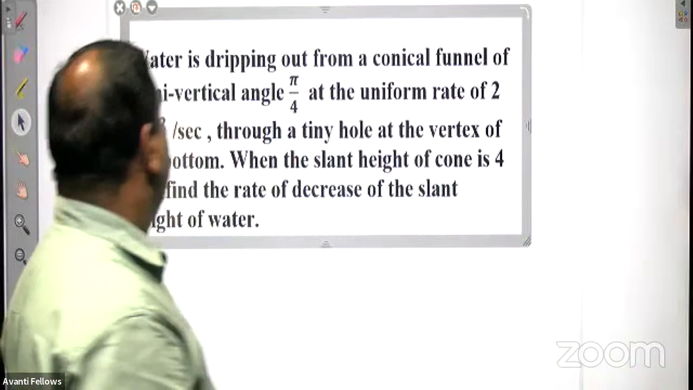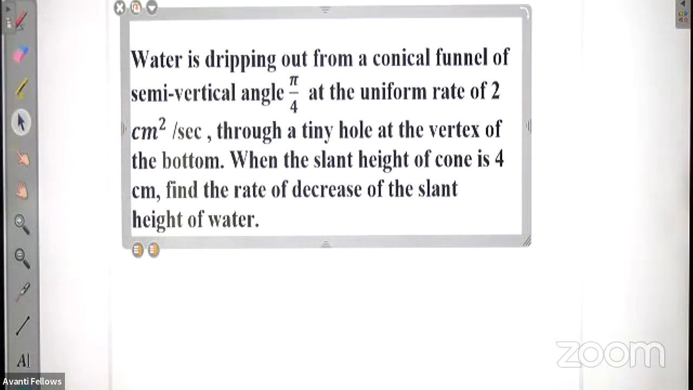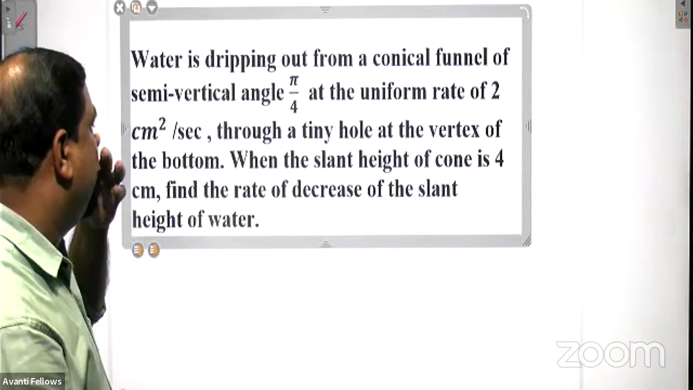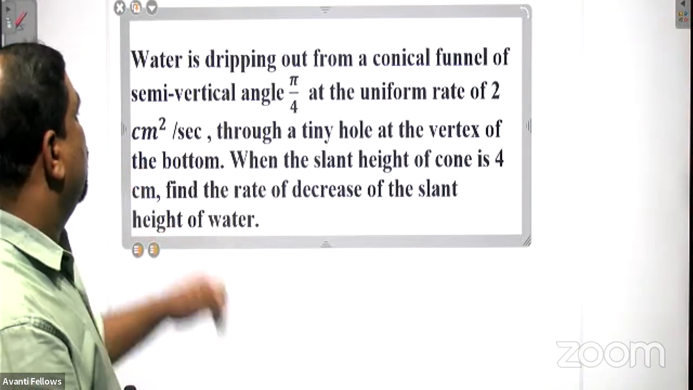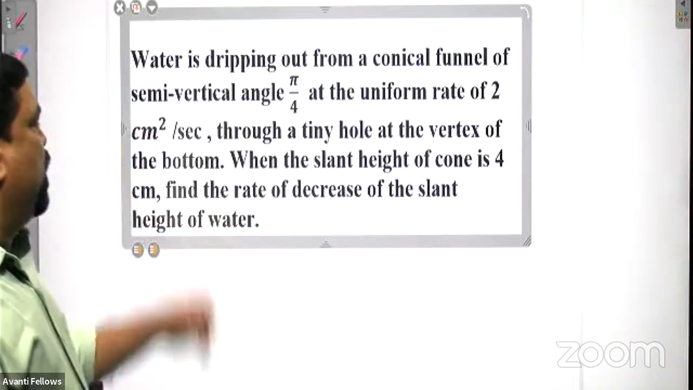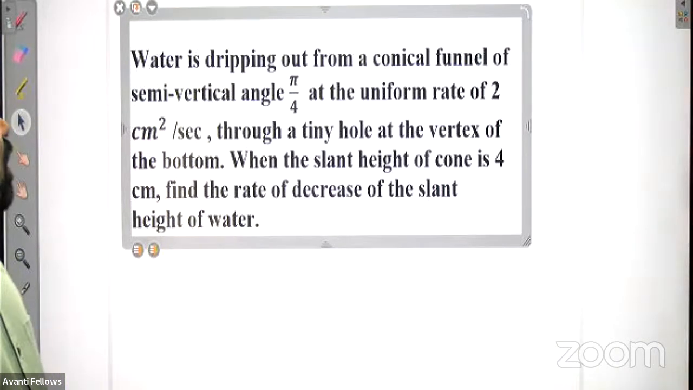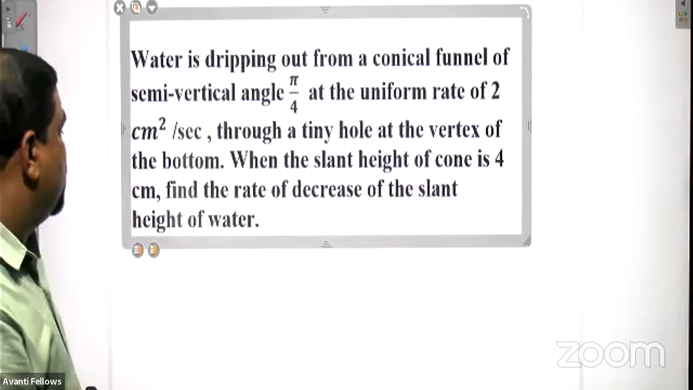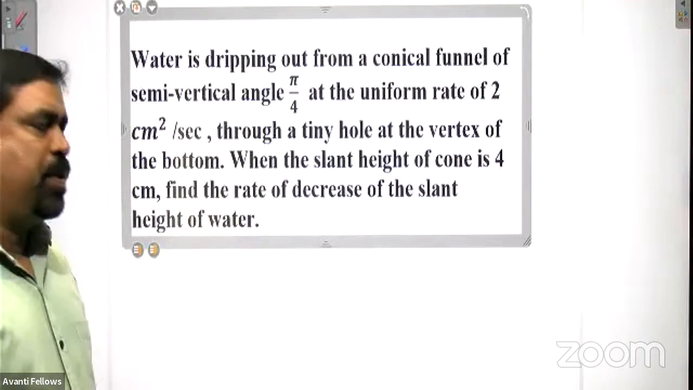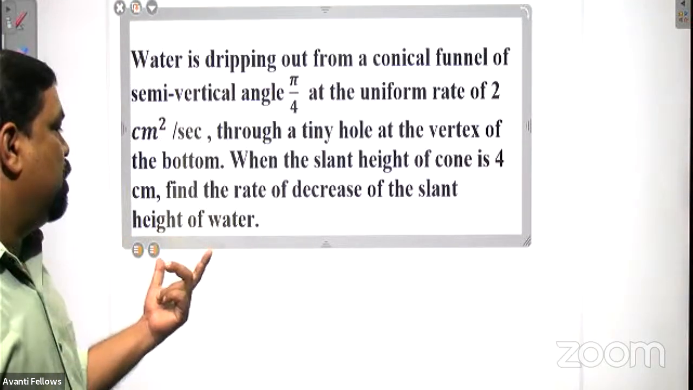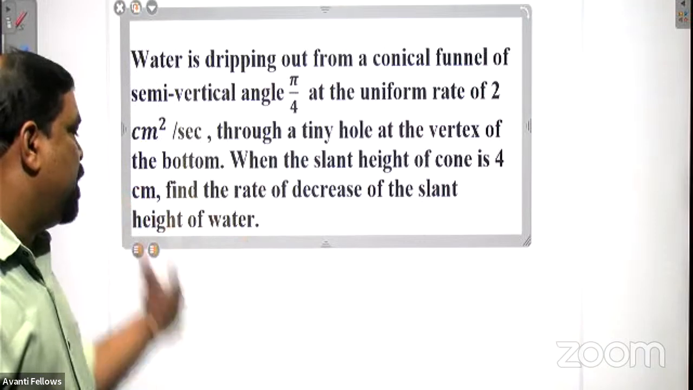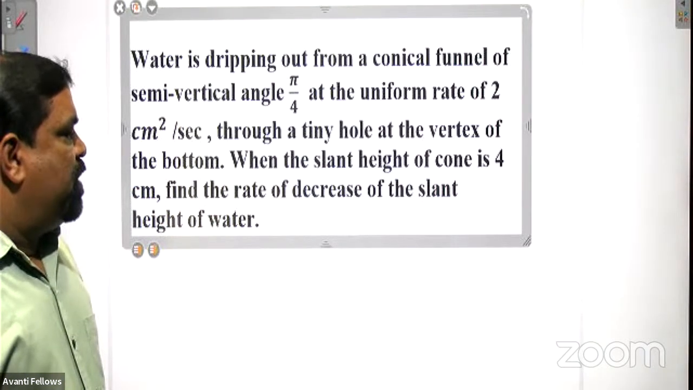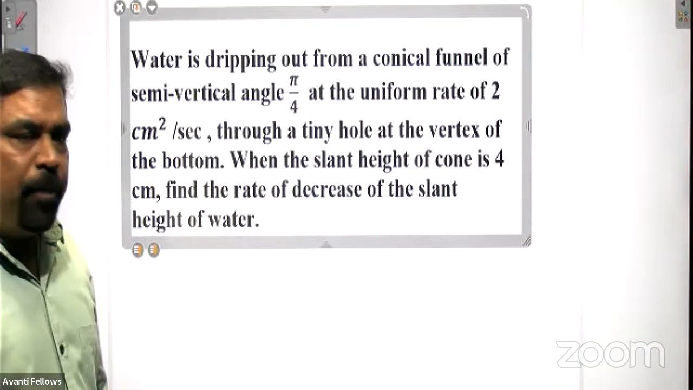Water is dripping out from a conical funnel of semi-vertical angle pi by 4 at the uniform rate of 2 centimeter cube per second through a tiny hole at the vertex of the bottom. When the slant height of the cone is 4 centimeter, find the rate of decrease of the slant height of the water. This is also similar to the previous question.